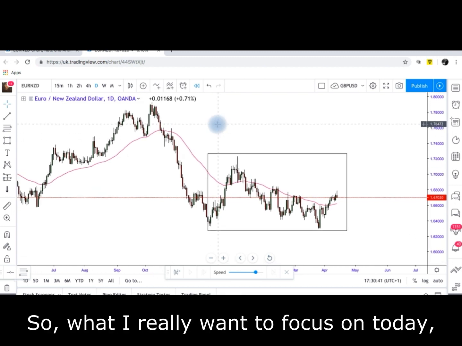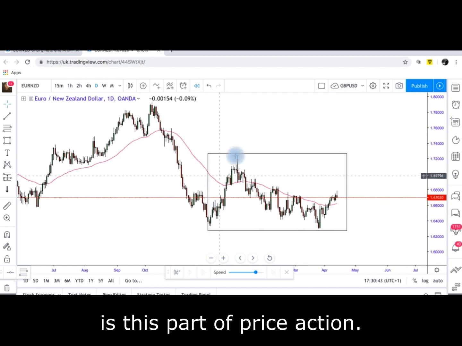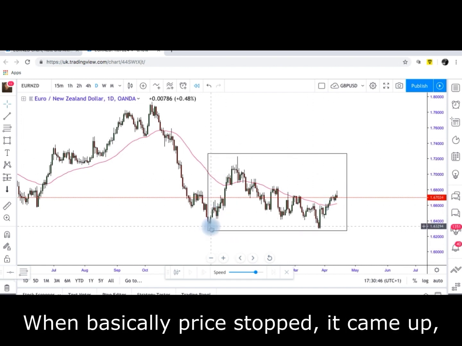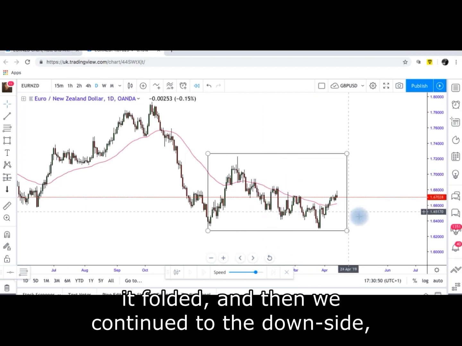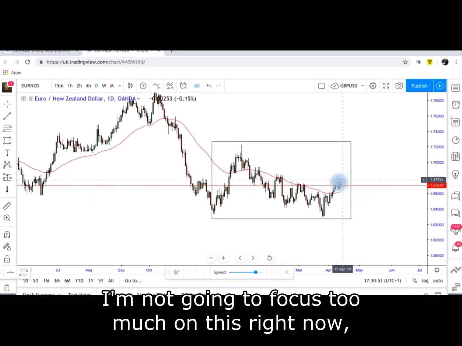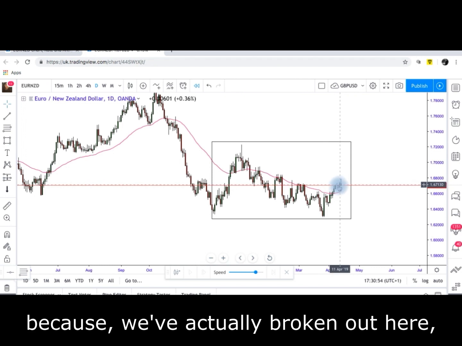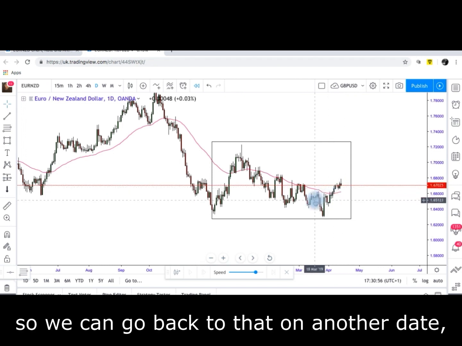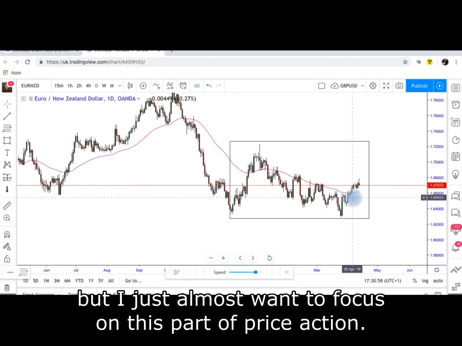What I really want to focus on today is this part of price action, when price stopped, it came up, it folded, and then we continued to the downside. I'm not going to focus too much on this right now because we've broken out here, so we can go back to that on another date. I just want to focus on this part of price action.